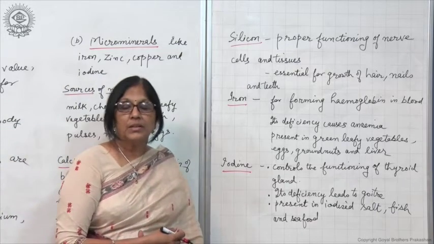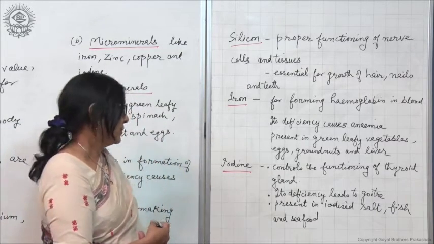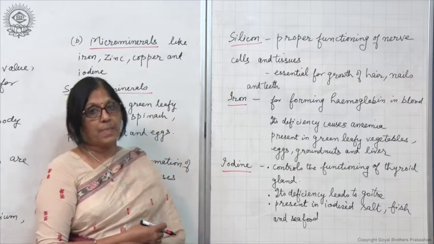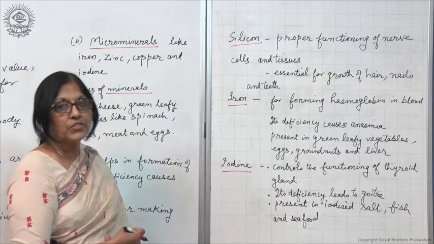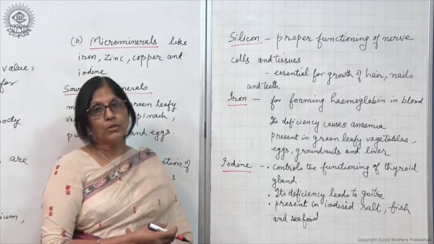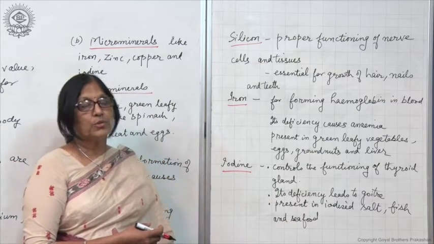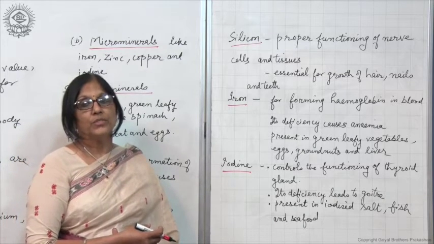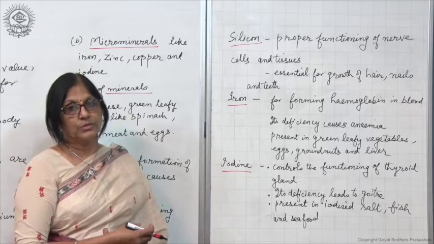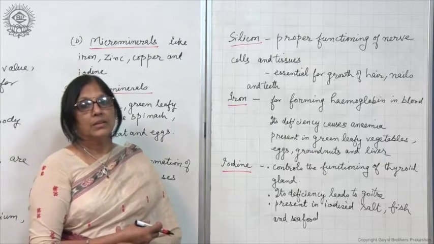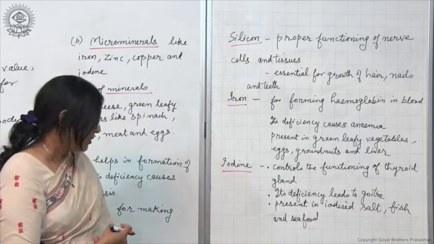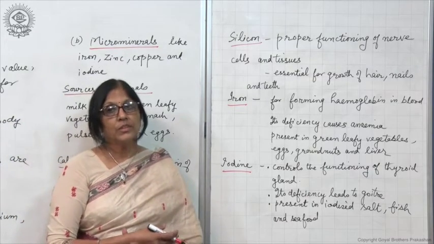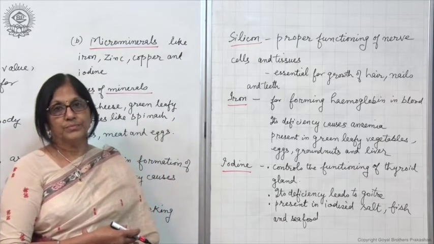Another important mineral is iodine. It controls the functioning of thyroid gland, and its deficiency leads to a disease called goiter. And you must have heard about iodized salt. Generally in the houses we use iodized salt, from which iodine can be provided to the body, and also it is present in fish and seafood. So, iodine is equally important for the body.